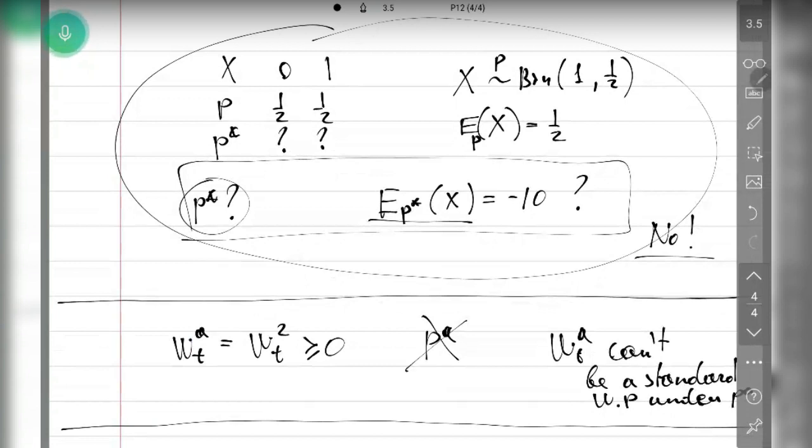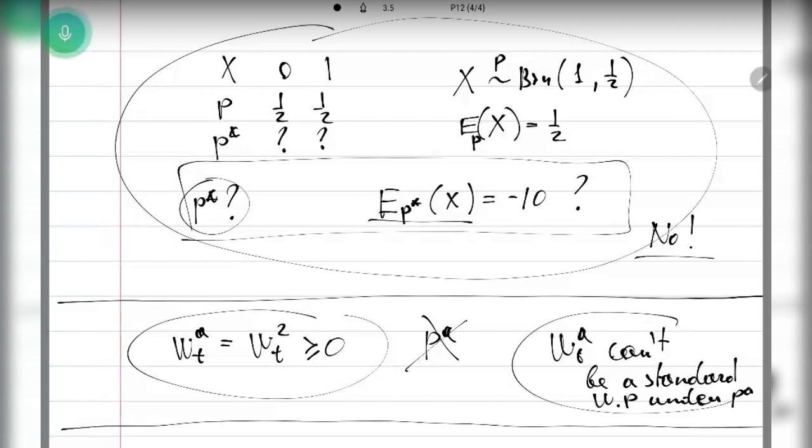Yeah, that's very difficult. That's a good question. That's tough. It's not obvious. This example shows that you can't.